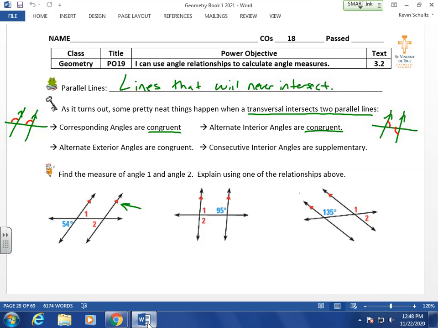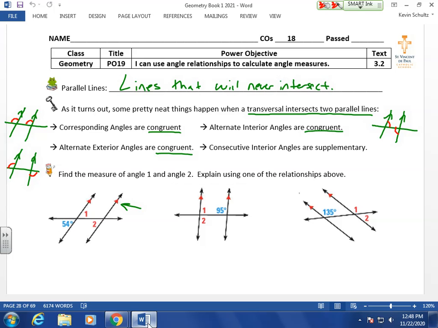The same is true, there goes the pen, just cannot make it through a lesson. The same is true for alternate exterior angles, they are congruent as well. So here are my parallel lines and transversal. Alternate exterior angles, on opposite sides of the transversal, outside of the lines being intersected, are congruent angles as well.